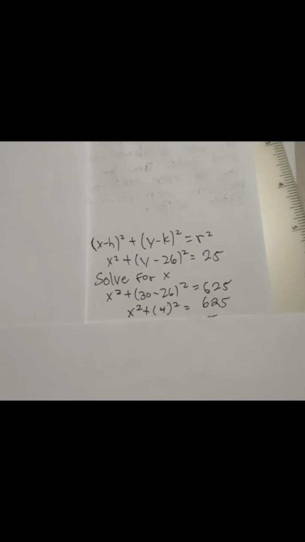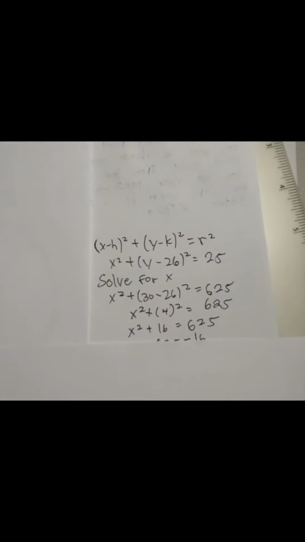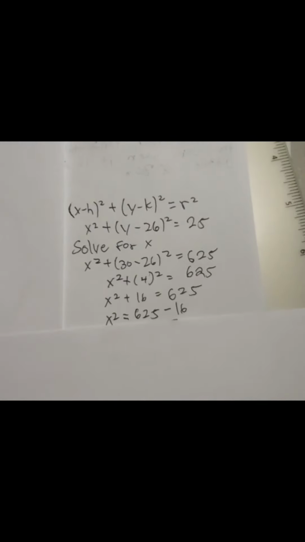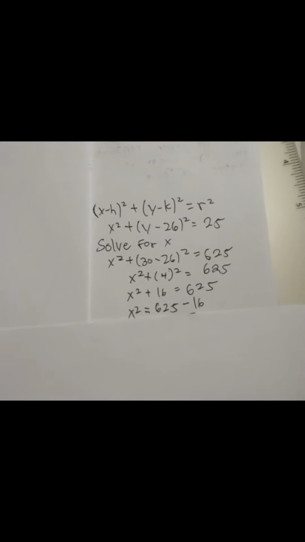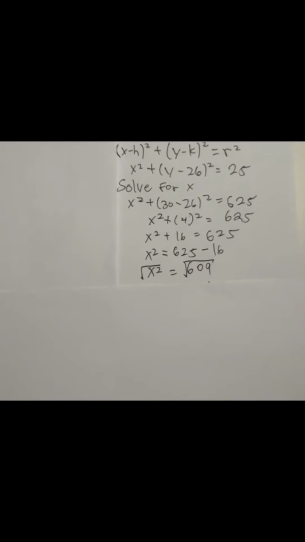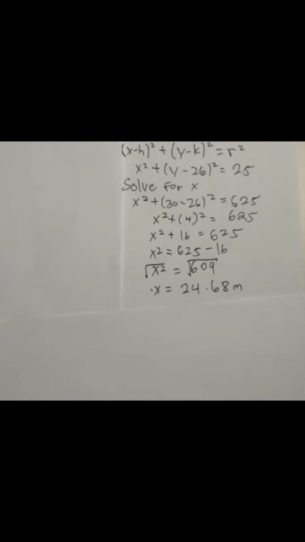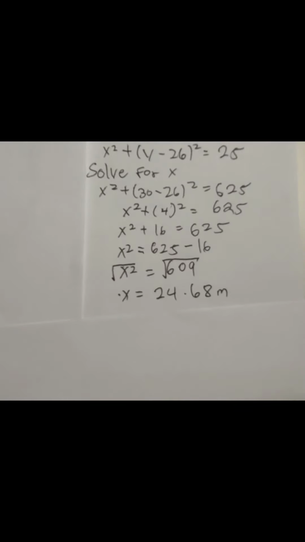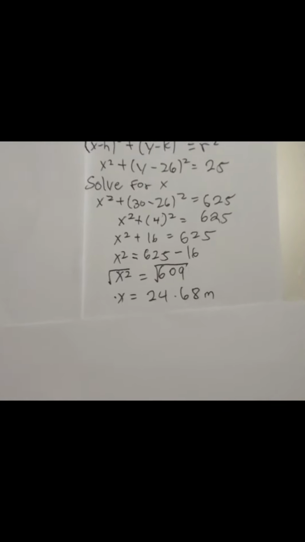Next, we need to square 4. 16 plus x squared is equal to 625. Our next move is we need to transpose 16. Now x squared is equal to 625 minus 16, so x squared is equal to 609. Now we need to get the square root of each side. The square root of x squared is x, and the square root of 609 is 24.68 meters. And our final answer is 24.68 meters.